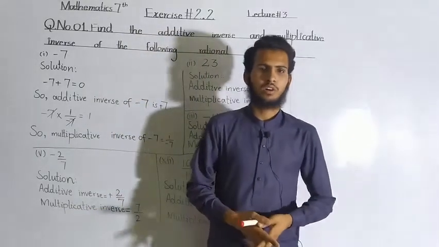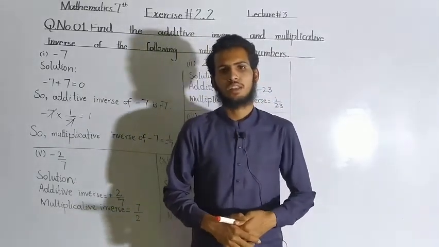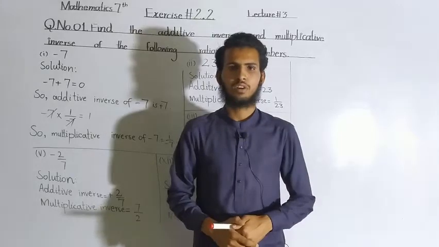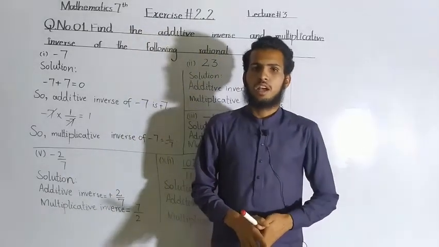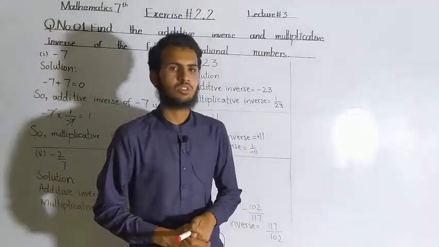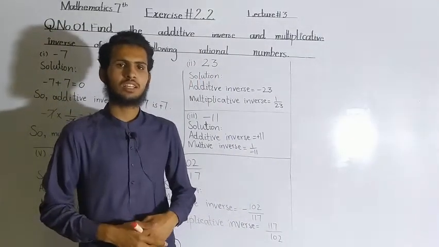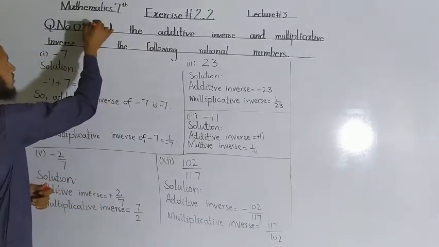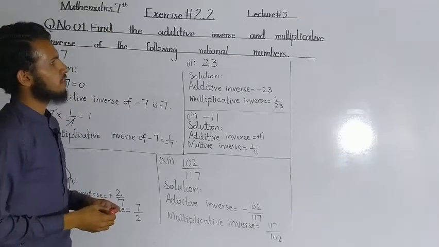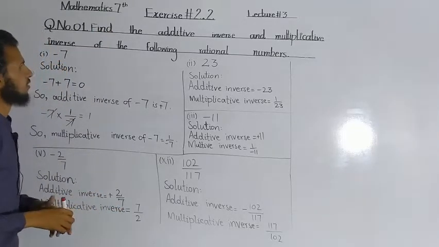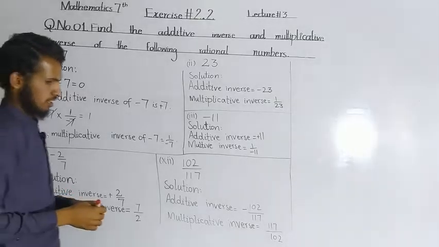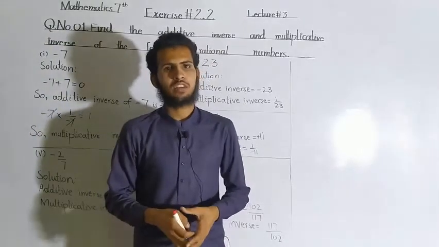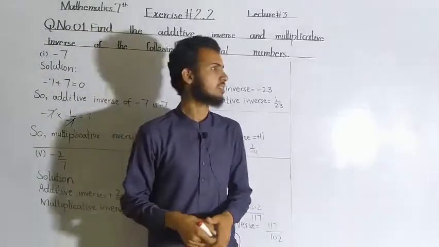Today is the third lecture of 7th class mathematics. This chapter is about rational numbers, which is the second chapter of 7th mathematics. Today's exercise is 2.2, question number 1. In question number 1, it says: find the additive inverse and multiplicative inverse of the following rational numbers.